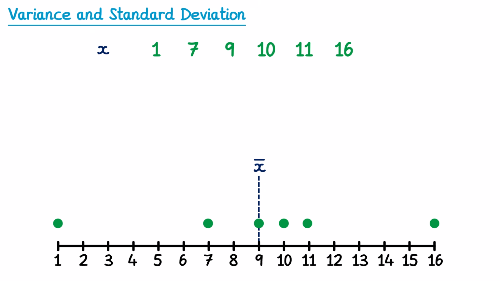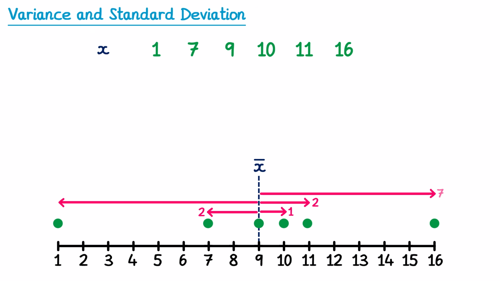The next thing we're going to do is work out how far each of the values are away from the mean. The number 10 is 1 away from the mean, 7 and 11 are both 2 away from the mean, and the 1 and the 16 are 8 and 7 away from the mean respectively. And since the value of 9 is equal to the mean, we could say it's 0 away from the mean. If these differences between our values and the mean are quite low, the data won't be very spread out. If on the other hand they're quite high, then the data will be spread out.